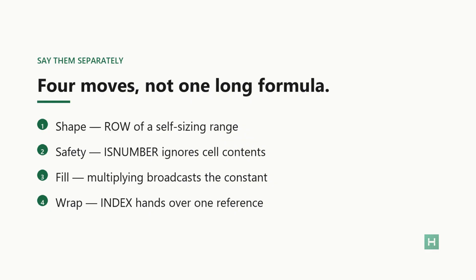Remember them as 4 separate moves rather than one long formula. Row of a self-sizing range gives a shape that maintains itself. ISNUMBER makes the shape independent of the cell contents. Multiplying fills it with a constant. INDEX hands the array over as one reference.